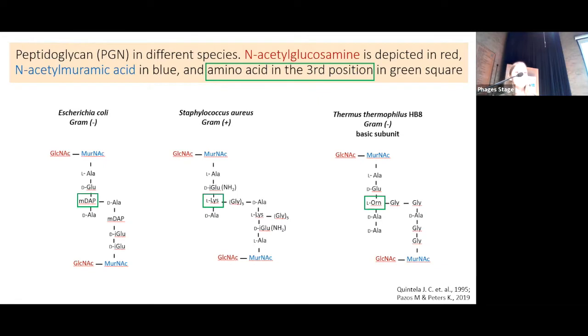Okay, but what is the common part of all of these peptidoglycans? It is the presence of one residue, alanine, that is present here in the first position of the stem peptide. And this is a very well conserved structure. And this is why we should consider peptidoglycan as a target for our drugs.